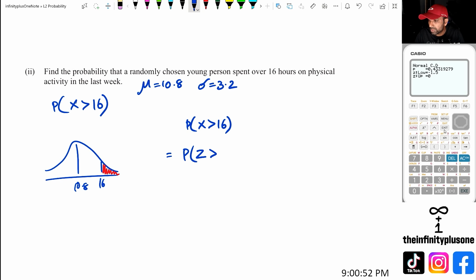I'm going to do the same thing, except my lower value is going to be 16 and my upper value, and this is the one people always complain about, I just go 1 times 10 to the power of, I don't know, you can put 100, maybe not 100, maybe I just go 10. Let's try that. If I do that, I end up with the probability of z greater than 1.625, and that's equal to 0.0521. Awesome.